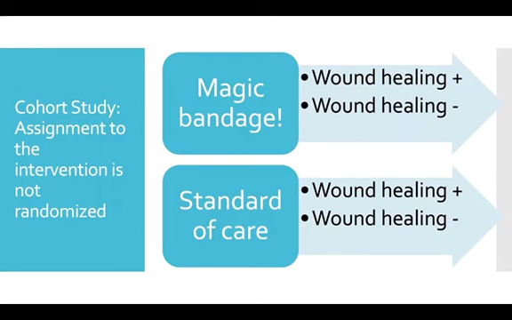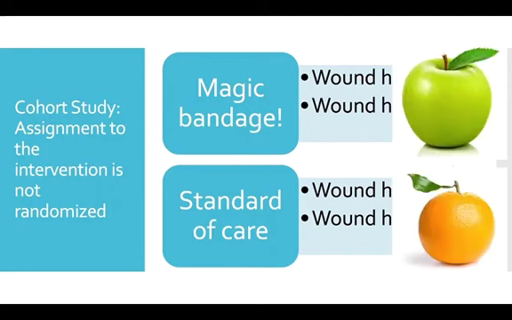So you can see here that there are definitely some potential disadvantages to this. We want to make sure that when we are conducting comparisons, we are really comparing apples to apples, not apples to oranges. And so the potential for apples to oranges is much higher in a cohort study.